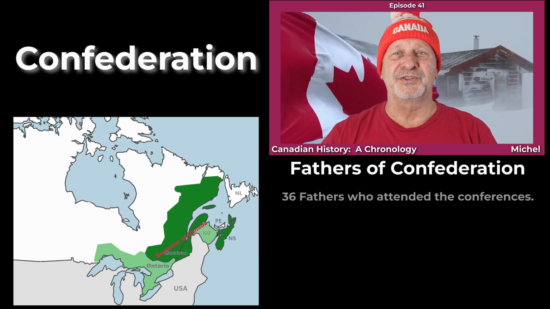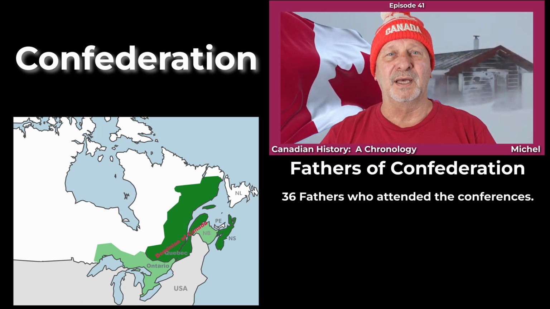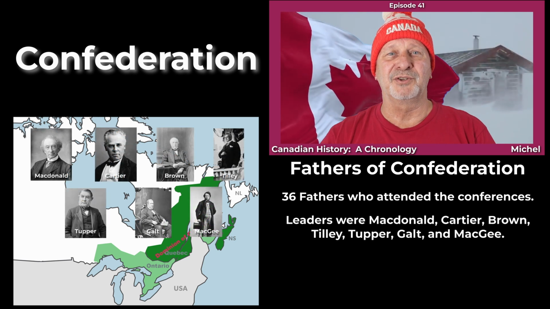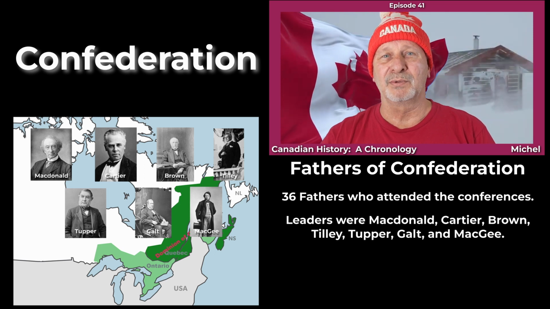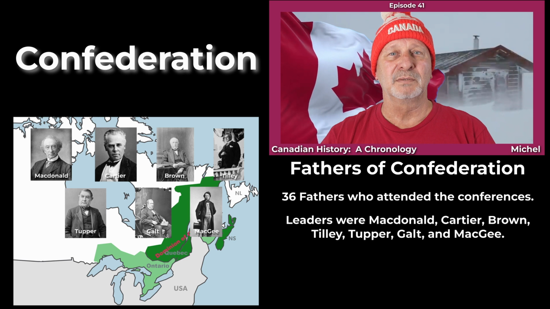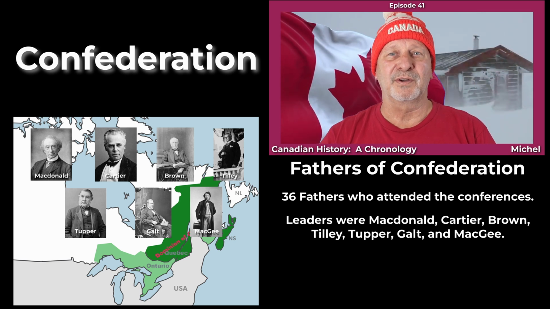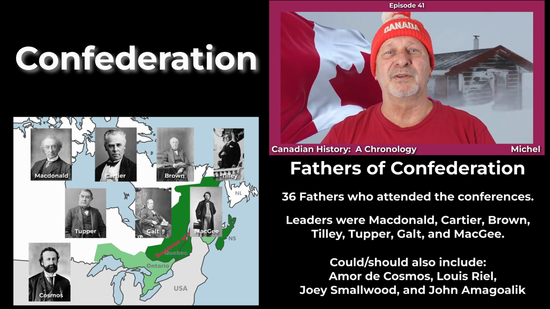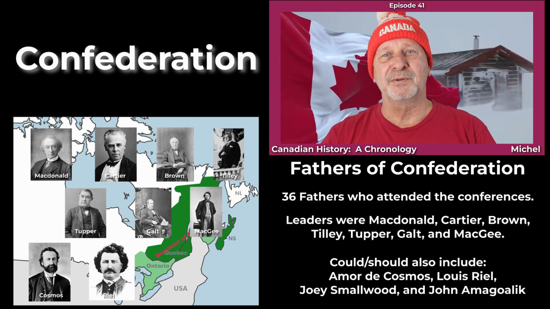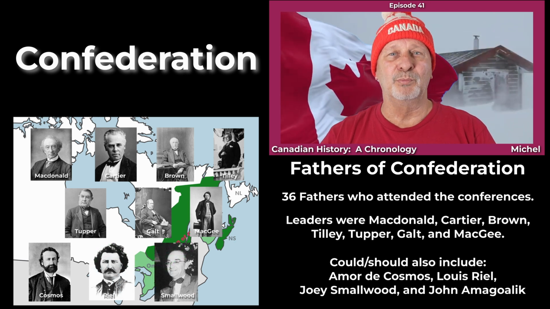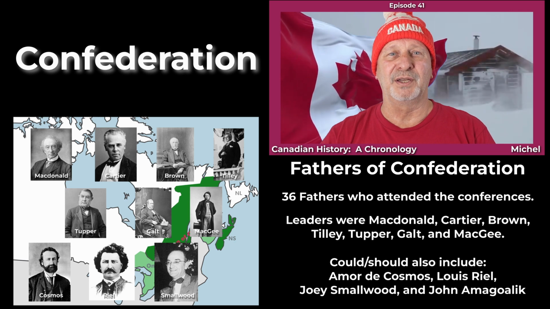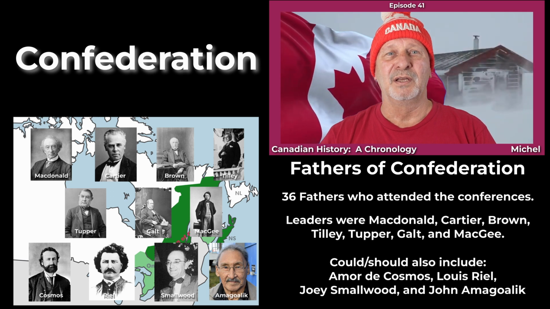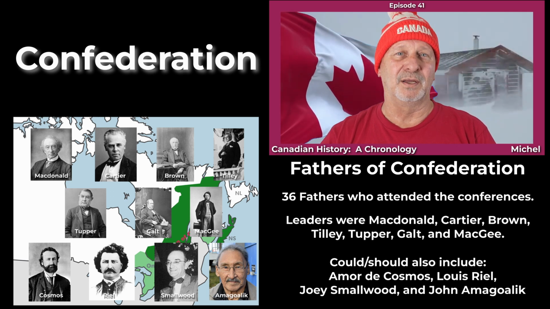Now, traditionally, there are 36 Fathers of Confederation in Canada, delegates who took part in one or more of the three conferences. The most important Fathers of Confederation were MacDonald, Cartier, Brown, Tilley, Tupper, Galt, and McGee. But the title of Father of Confederation could also include Amour de Cosmos, who helped bring British Columbia into Confederation, Louis Riel, the founder of Manitoba, Joey Smallwood, who brought Newfoundland to Confederation in 1949, and John Amagoalik, called the Arctic John A., the father of Nunavut, the Northern Territory created in 1999.